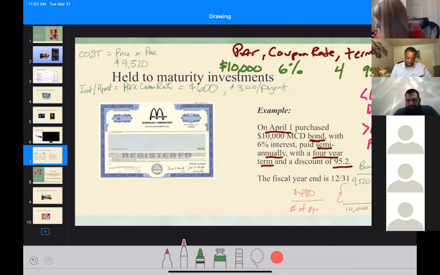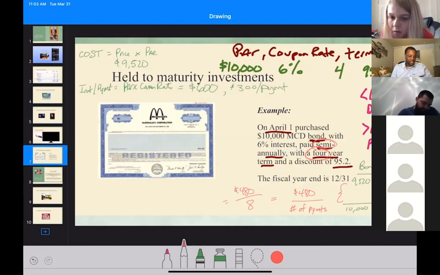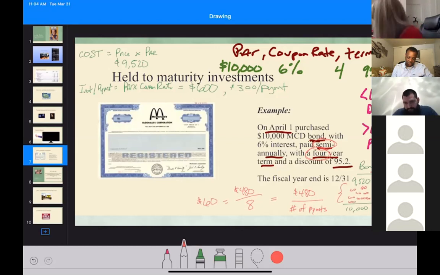divided by the number of interest payments. So how many interest payments are we going to get? 8. Right, because it's going to be 4 years paid semi-annually. So 4 times 2, 8. So 480 divided by 8 is 60. Every time we get an interest payment, we're going to increase this bond investment by $60. We're going to do that 8 times until we get to 10,000.